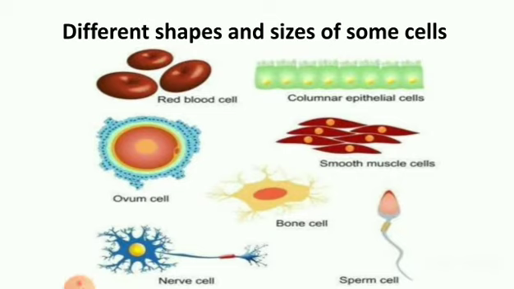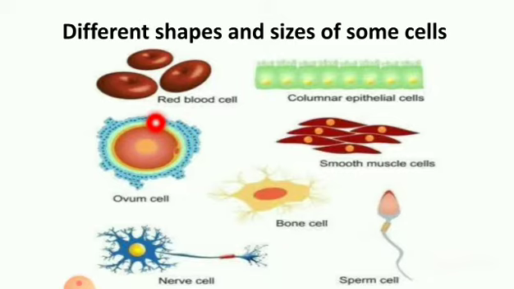Next, different shapes and size of some cells. Cells are of different shape. Normally, they are correlated with their functions. Some cells are oval or round, while certain others are elongated. Some cells are long and pointed at both ends. They exhibit a spindle shape. Cells are sometimes quite long. Some are branched like the nerve cell or a neuron. Some of our white blood cells are amoeba-like with irregular boundaries.